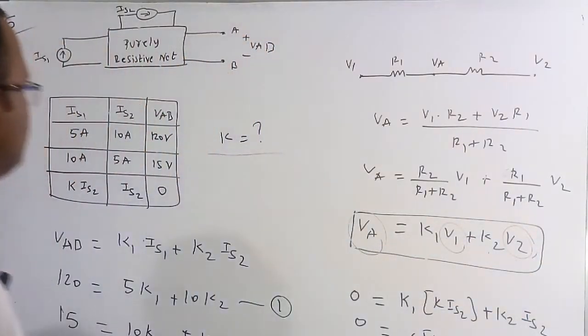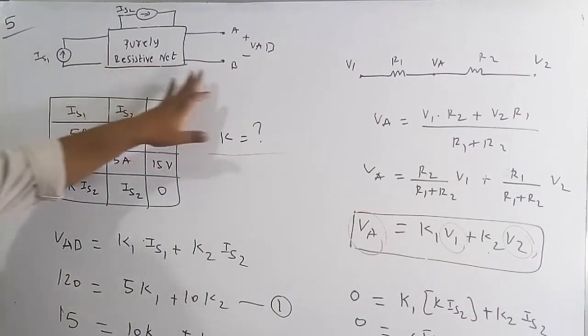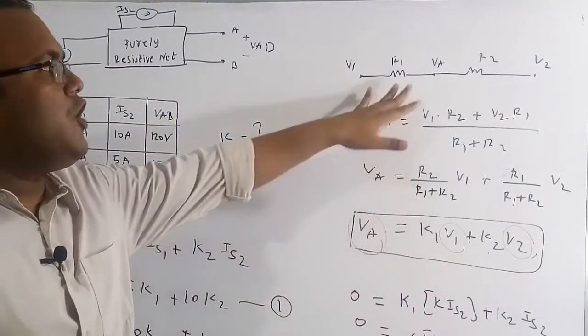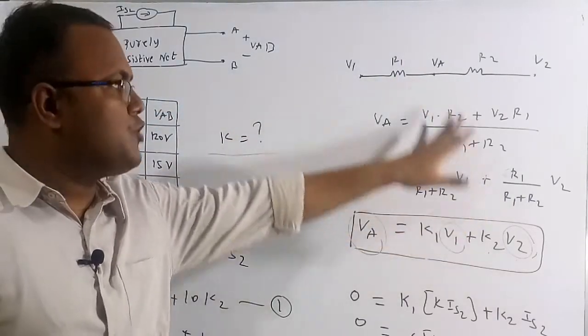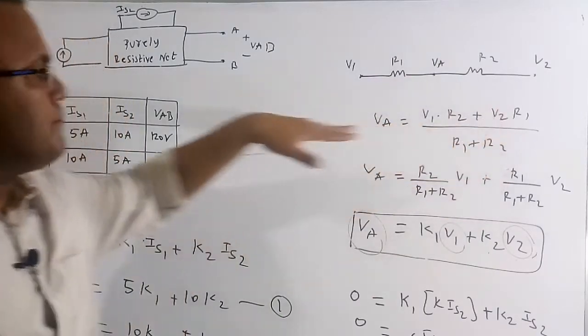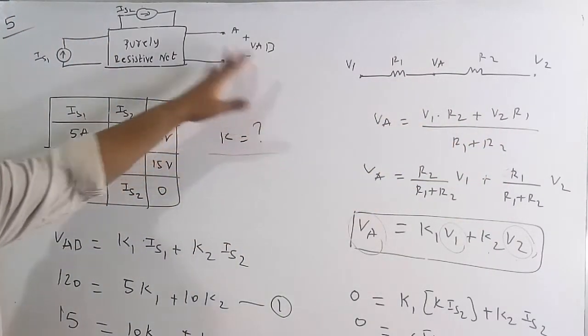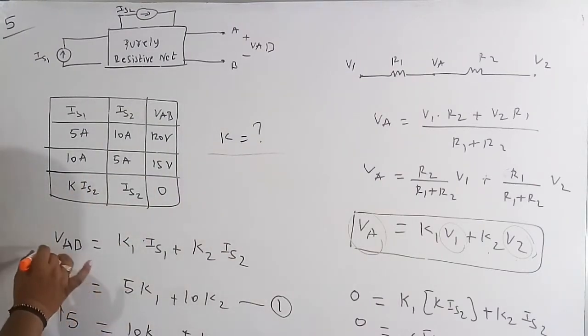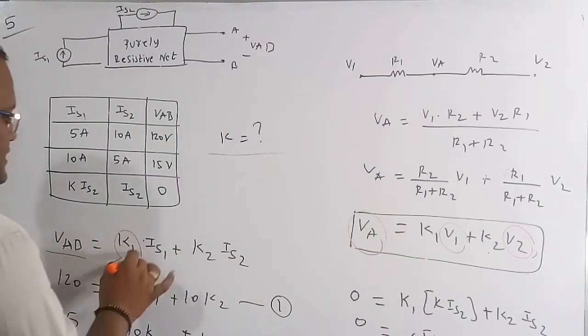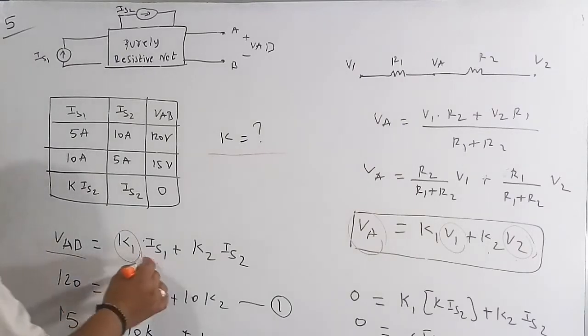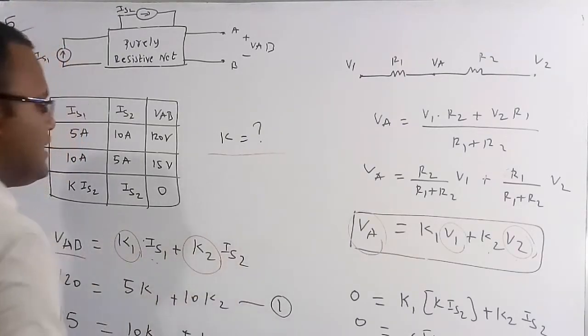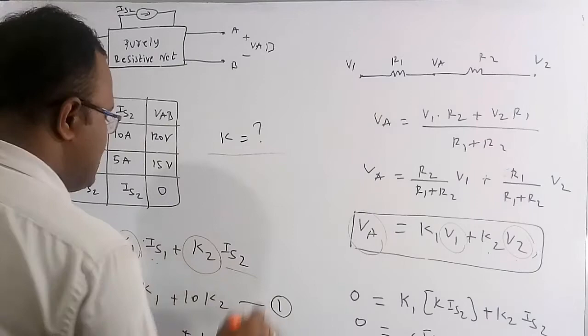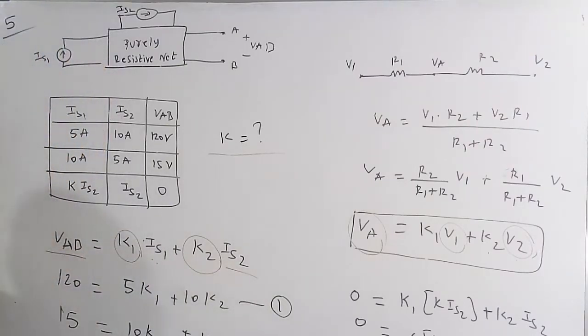Here, I have taken the output as a voltage and the input also as voltage. But in our case, the output is a voltage and the inputs are currents. I am going to apply the same concept here. The output voltage is some constant times the input, which is the source current, plus some constant times the other input, IS2. So by using this standard equation we are going to solve.